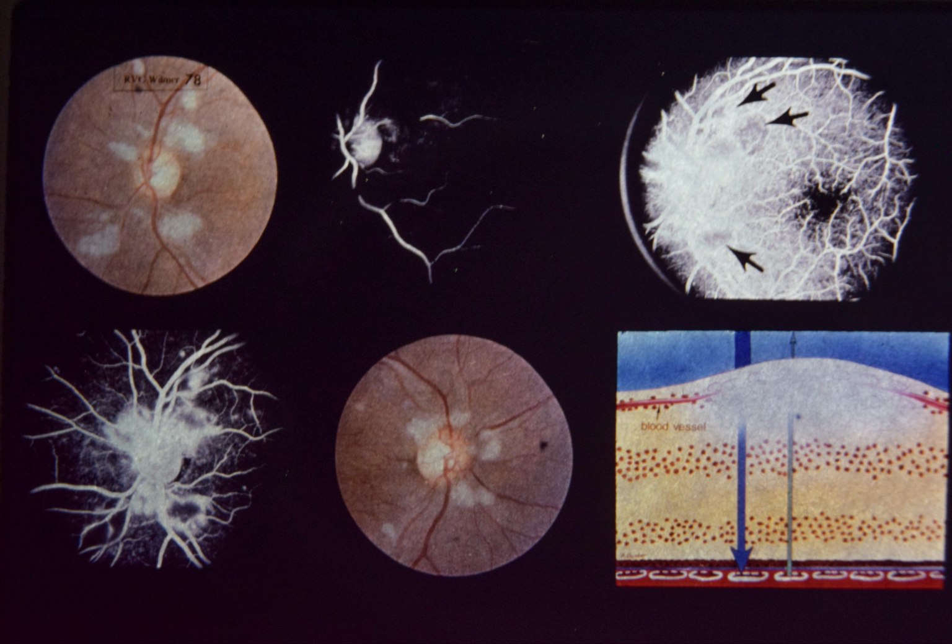Upper right, 11 seconds after injection, early leakage from terminal arterioles is caused by hypoxic damage to vascular endothelium. Areas of capillary closure are indicated by arrows. Lower left, 42 seconds after injection, note continued leakage from ischemic retinal vessels. Lower center, note similar changes in peripapillary region of right eye.